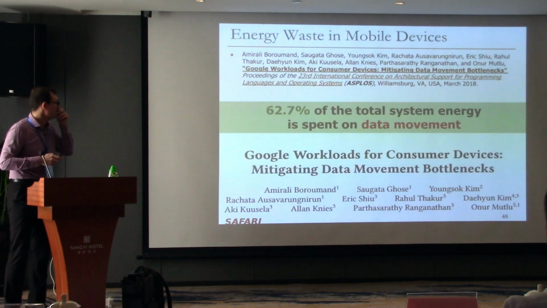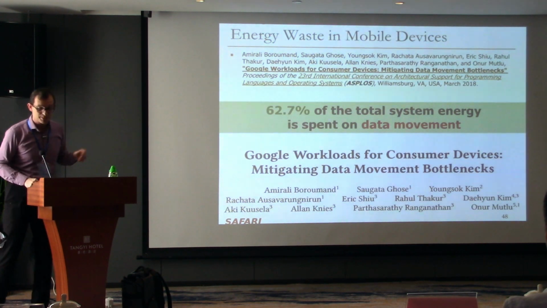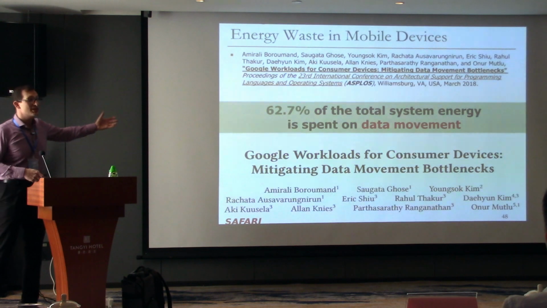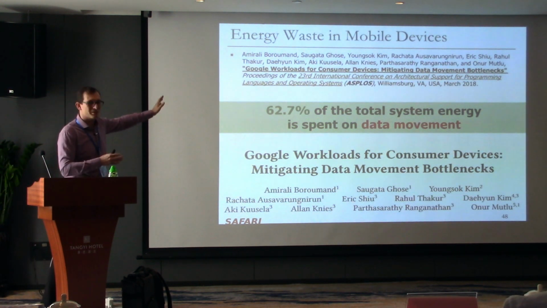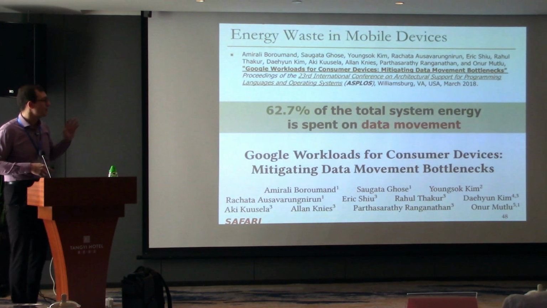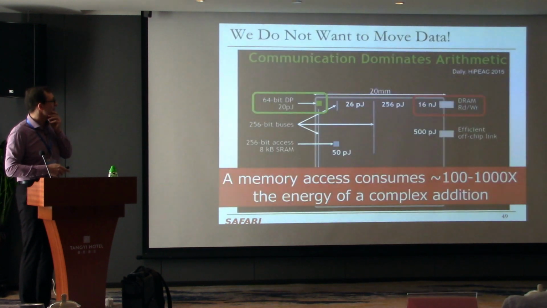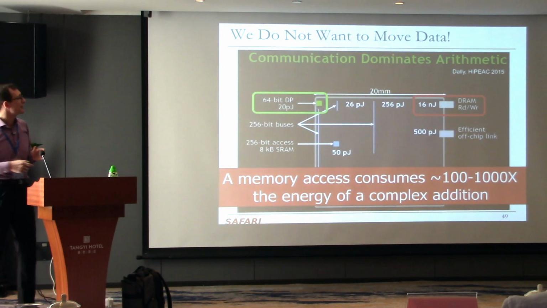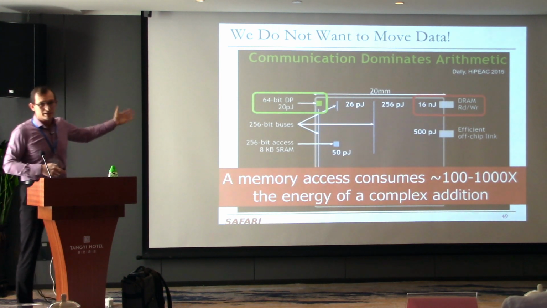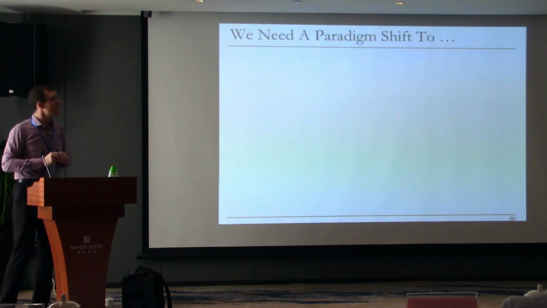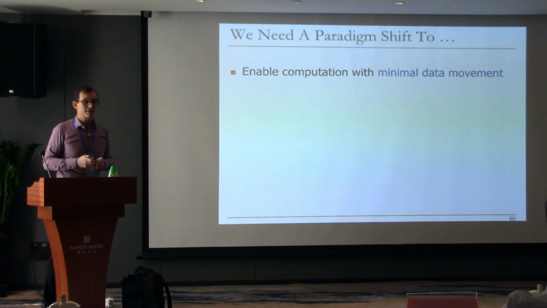So that's a lot. As a result, we have a picture that looks like this. More than 60% of the total system energy is spent on data movement in traditional applications like web browsing, video processing, and also machine learning inference like TensorFlow. I'm going to give you a little bit more detail over here when we get to it. Essentially, I will argue that we do not want to move data because data movement is very costly in terms of energy, even if you ignore performance. So we need a paradigm shift to actually enable computation with minimal data movement in our systems.